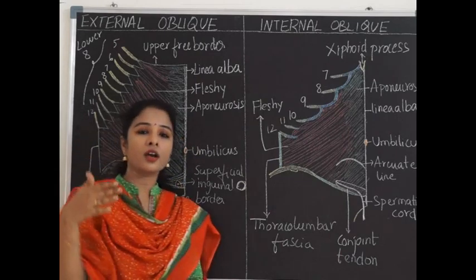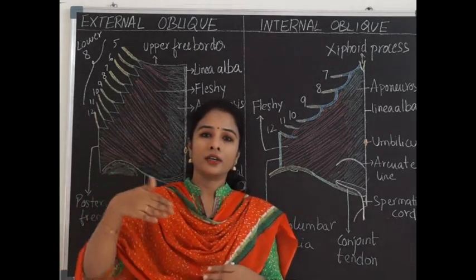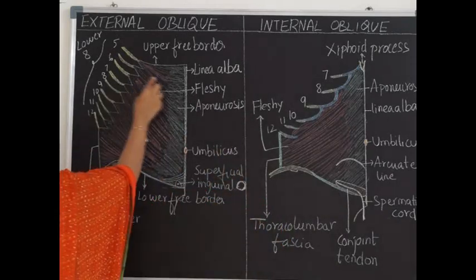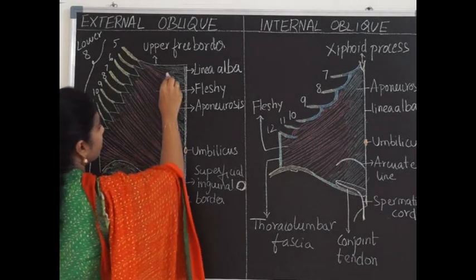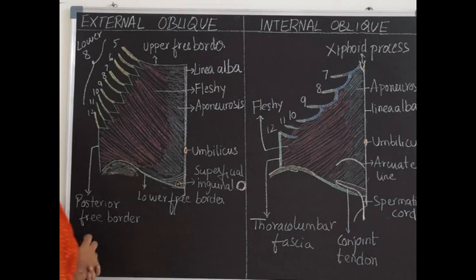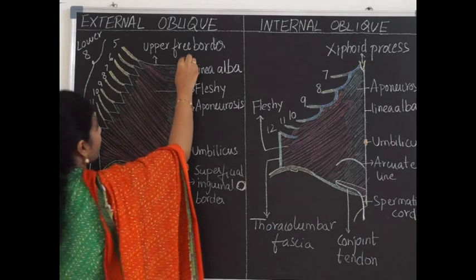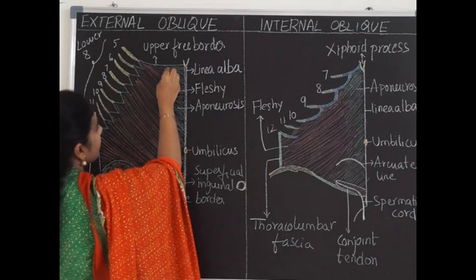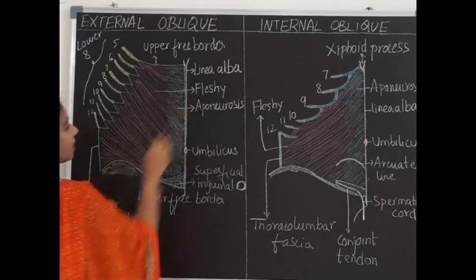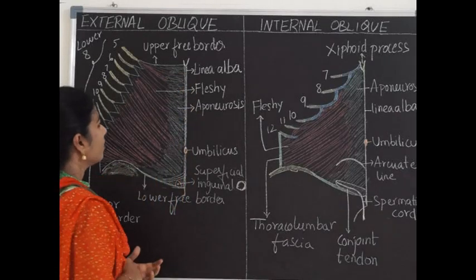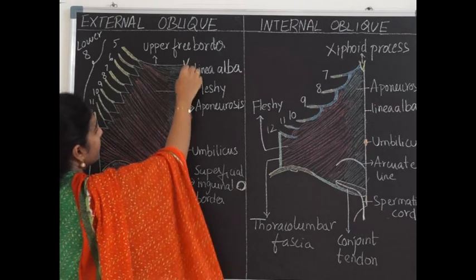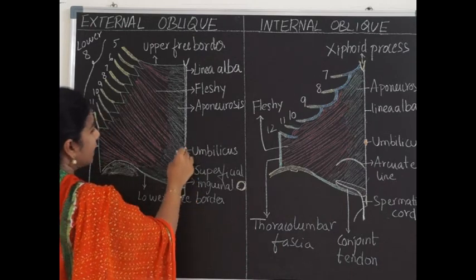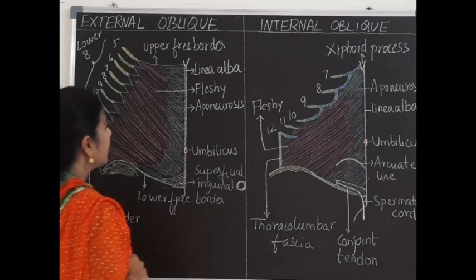We can see it runs like how we keep our fingers in our pocket, forwards, downwards and medially. And before its insertion, it forms a flat thin aponeurosis. So we shall see the insertion of the external oblique muscle from above downwards. It gets inserted to the lower tip of the xiphoid process, and the muscle forms a sheath, the rectus sheath, covering the rectus abdominis muscle. Further it ends up forming a median raphe.